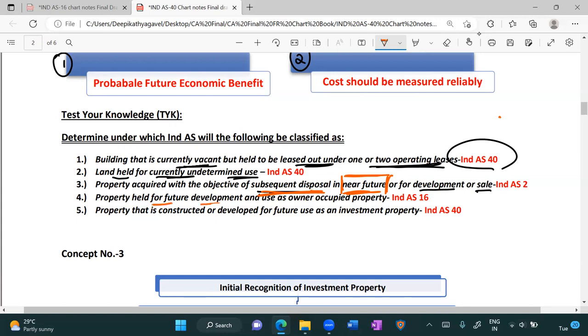Next is property that is held for future development and use as owner-occupied property. You wanted to use it as what? Owner-occupied property. So owner-occupied property is what? PPE. So what standard will apply? IND AS 16 will apply. Next is property that is constructed or developed for future use as an investment property. The question itself says future use it for what? For using it as an investment property. Then which standard will apply? IND AS 40 will apply, right?